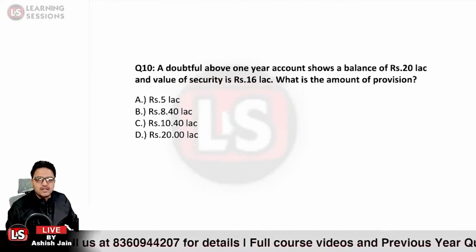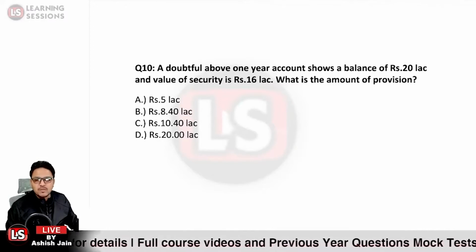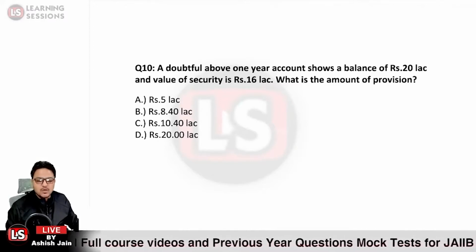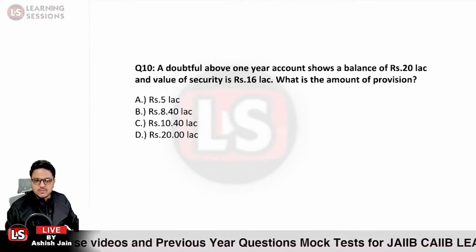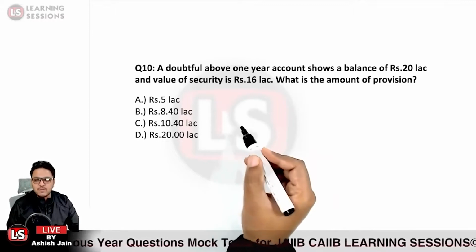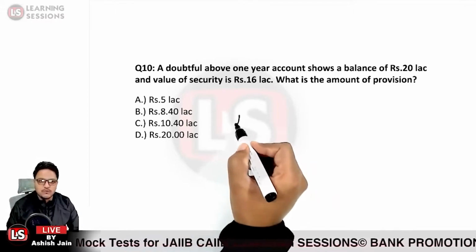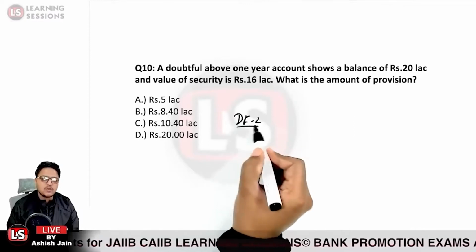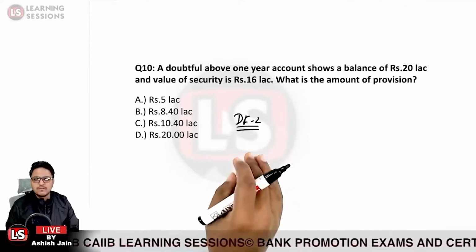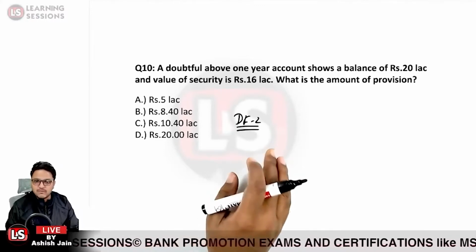Next question, it says a doubtful above 1 year account shows a balance of 20 lakh rupees, value of security is 16 lakh rupees. What is the amount of provision in this particular case? A doubtful above 1 year, what does it mean? It means the account belongs to what category? It belongs to doubtful 2 category because it is above 1 year. Is that clear?